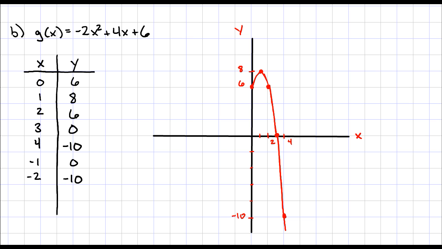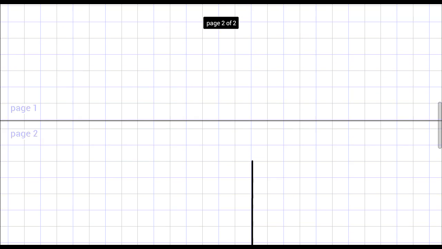So if I plot those points, minus 1, 0 would be this guy. Minus 2, minus 10 would be down here. And so then I can continue my sketch out on the negative side of the y-axis, or for negative values of x. Okay? So that gives me roughly a parabola a little like this. Okay, moving on.